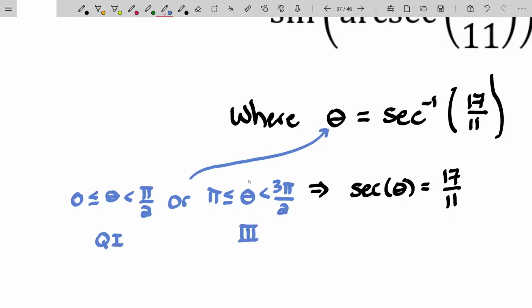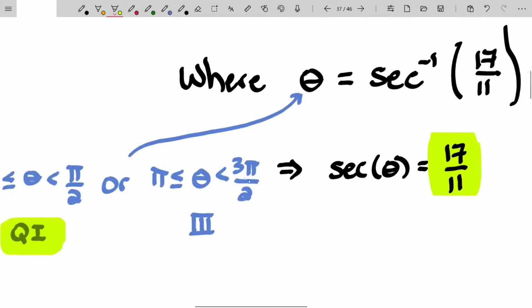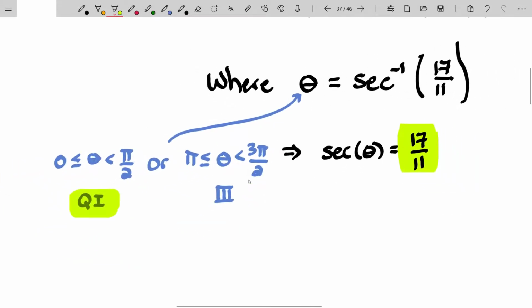Of those two quadrants, where is the secant positive? Because that's what we're dealing with, a positive ratio here. Well, quadrant 1. So again, you start thinking, well, do I even have to worry about the negative quadrants? Yes, you do. For right now, we're just dealing with the positive ratios, but I have a rare case coming up where you do deal with a negative ratio.